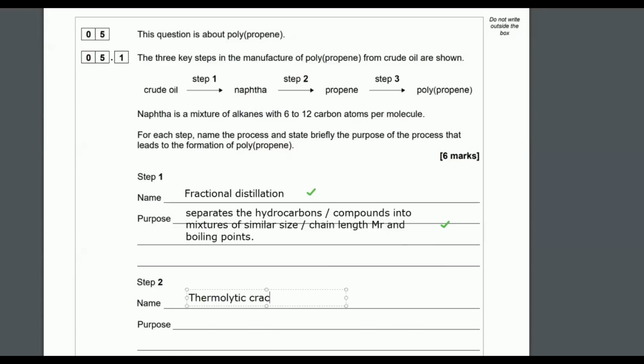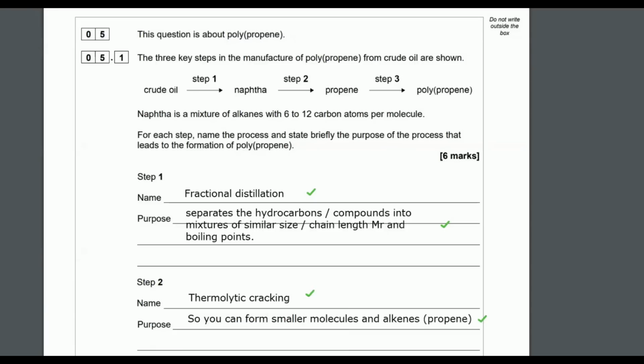Now, for the second part, how do we get naphtha and make it into a smaller molecule like propene, which only has 3 carbons? We have to do thermal cracking, so we can make smaller molecules from longer molecules, longer hydrocarbons into smaller ones, or longer hydrocarbons into alkenes, hence propene.